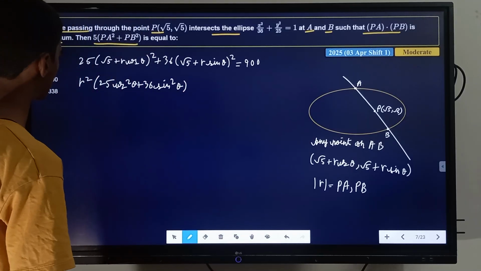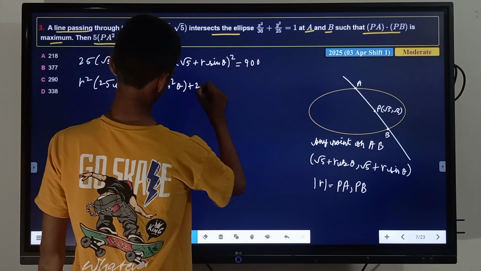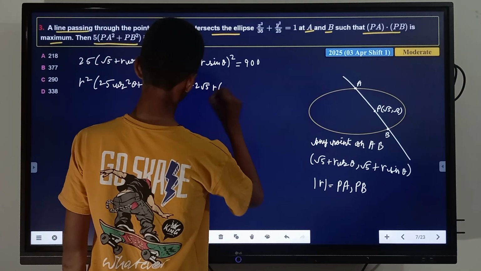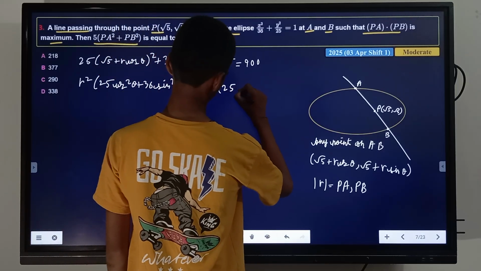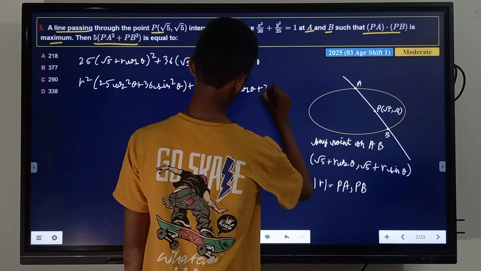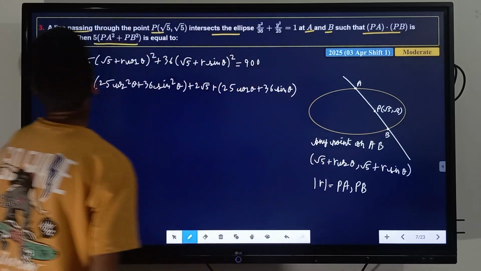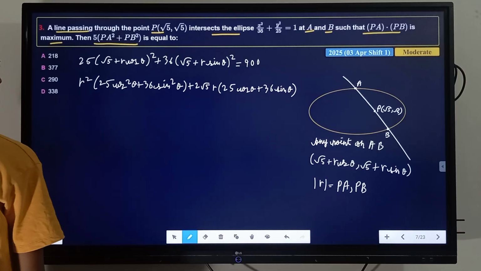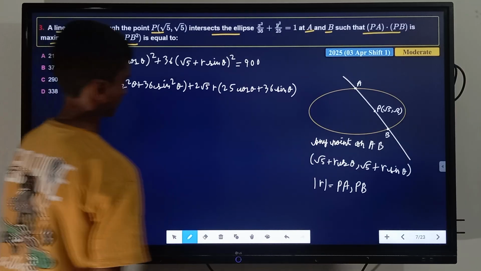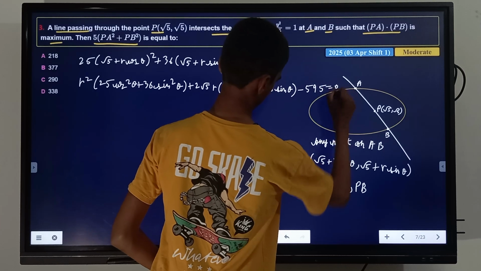Now we will take terms common which have 2 root 5 r. So plus 2 root 5 r (25 cos theta plus 36 sin theta). Then 25 times 5 plus 36 times 5, 61 times 5, 305, minus 900, is equal to 0.